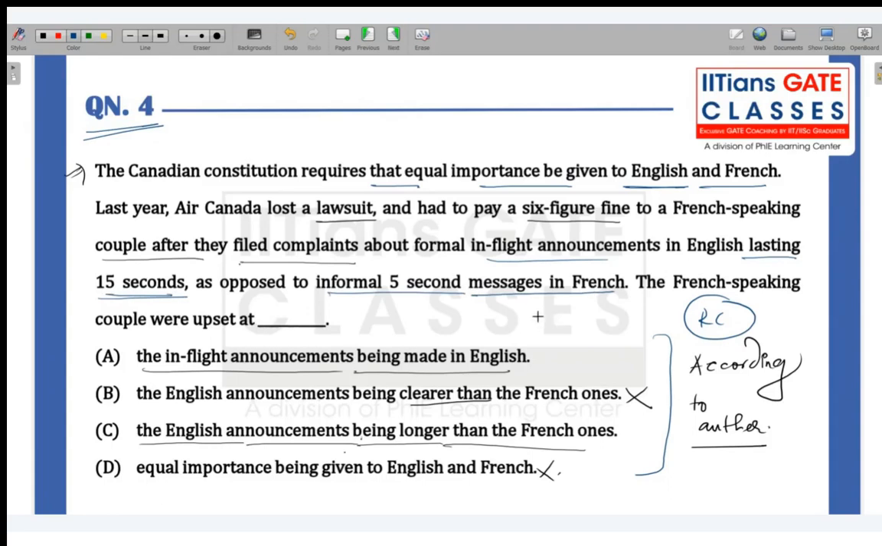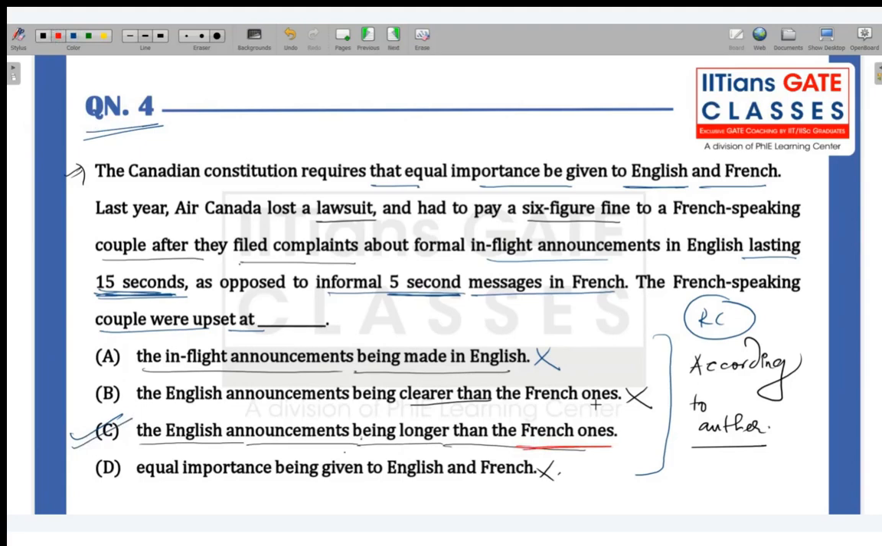So I think you should be able to now guess which option is going to be correct. The French-speaking couple were upset because they made the announcement in English for longer than the French. You see here, 5 seconds was for French, informal, and 15 for English. So the in-flight announcement being made in English, this is also wrong. So the only choice left here is C, right? The English announcement being longer than the French one. So choice C is going to be the correct answer for this question.